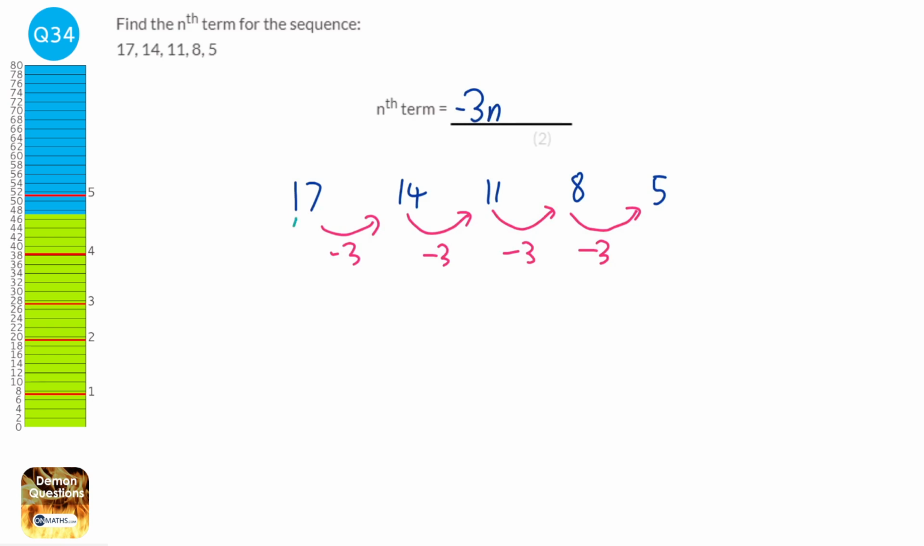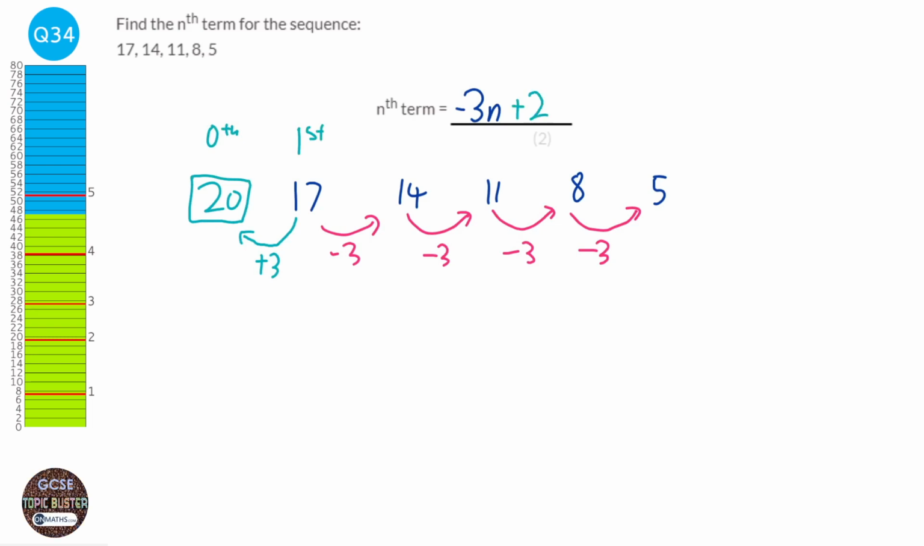Then what we do is we go backwards to find the 0th term. So actually going backwards, we would add 3 and we would find it to be 20. So whatever our 0th term is, because 17 is our first term, is what we add to the minus 3n. So it's going to be add 20. So our answer is minus 3n plus 20.